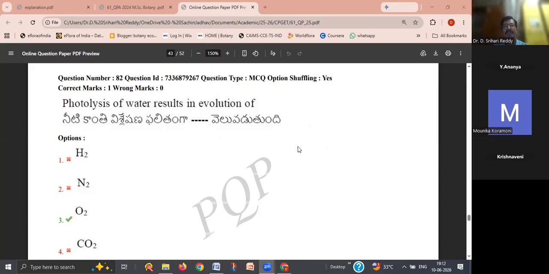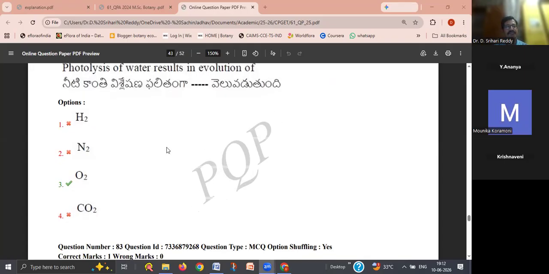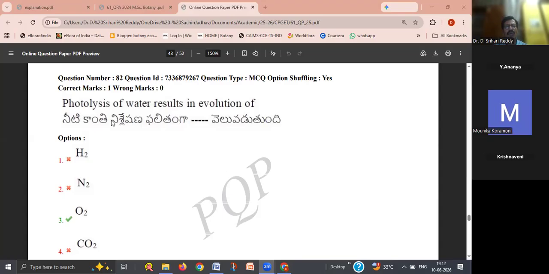Okay, some people are joining. So now you understand photolysis of water results in the evolution of oxygen. Why did I explain all this? Because they may ask different questions on this. What is OEC, oxygen evolving complex? What are the ions required? Manganese and chloride. Along with the oxygen, H plus ions are also released, electrons also released.